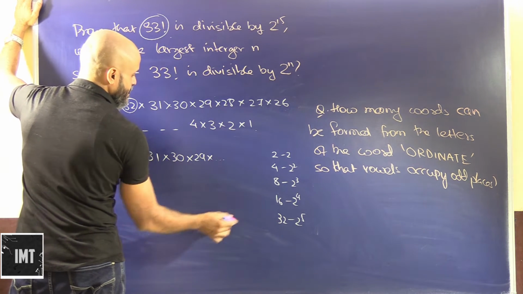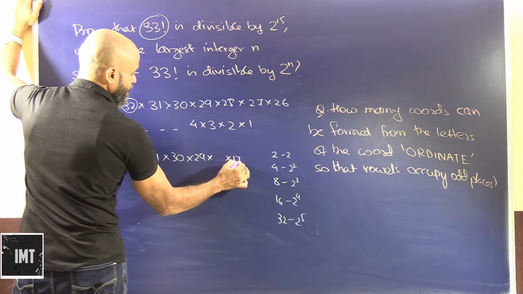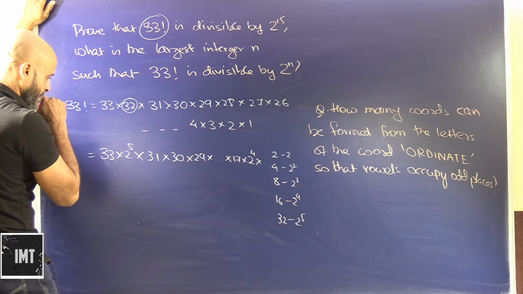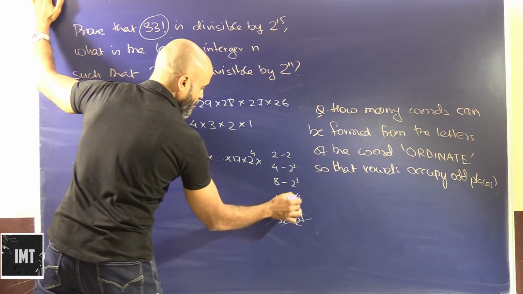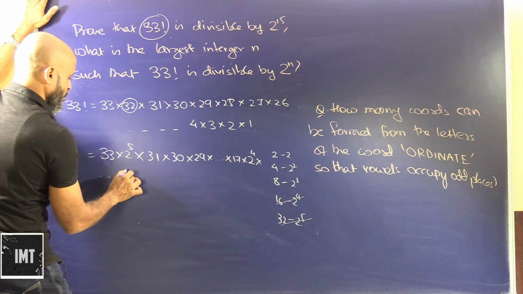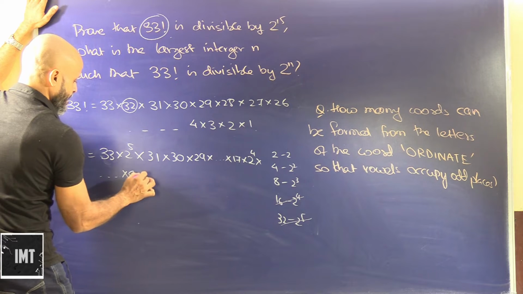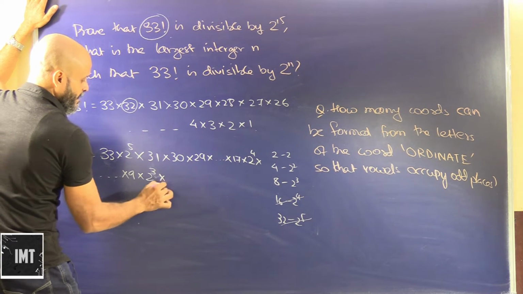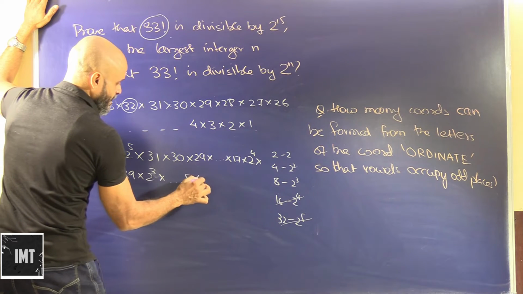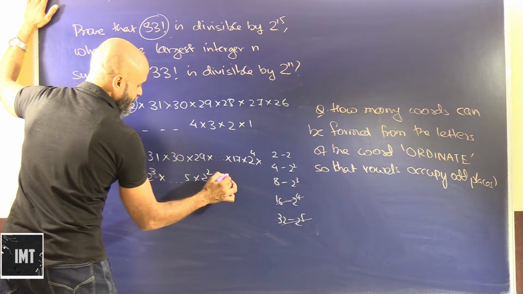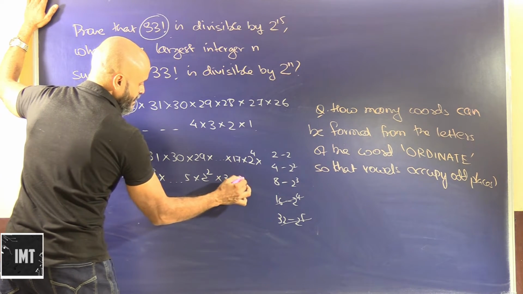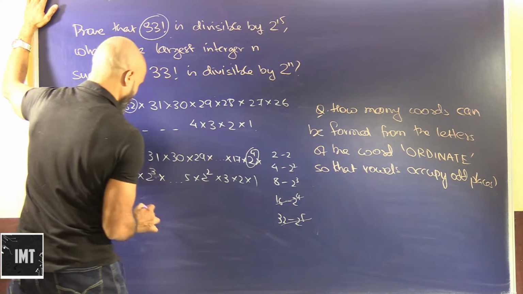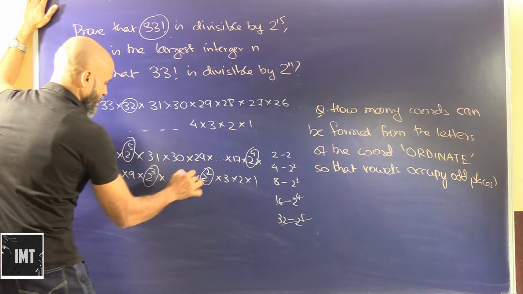We will move on till 16. So 17 and then we have 2 to the power of 4. We have already taken out 32, we have taken out 16, and so forth. We will move on to, let's say, 9 and then we have 2 to the power of 3. Then we have 5 and then 2 to the power of 2, and then we have 3 into 2 into 1. So these can be taken out: 2 to the power of 5, 2 to the power of 4, 2 to the power of 3 and 2 to the power of 2.